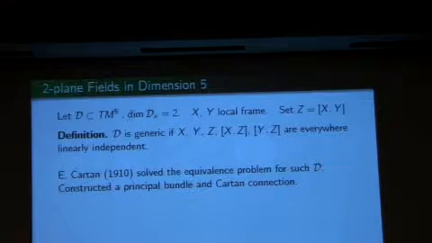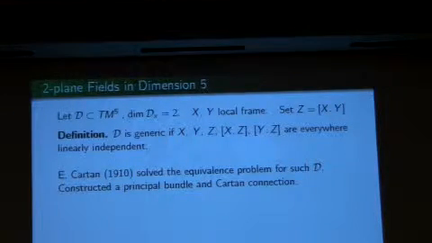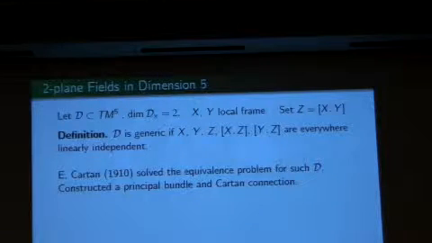Okay, so unlike integrable distributions, which have the property that they're all locally equivalent, these generic 2-plane fields have local invariants. So there are ones of these that are not equivalent under any local diffeomorphisms. And so Elie Cartan studied the equivalence problem for these two-plane fields in 1910 and solved it. It was one of his tour de force solutions of his equivalence problems.